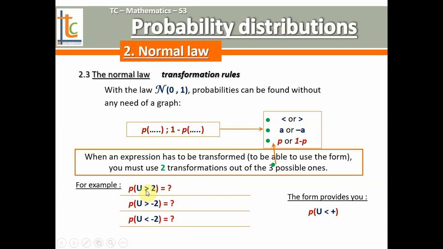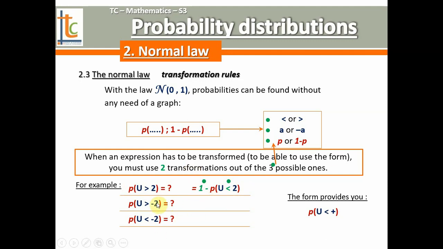So the second transformation could be 2 into negative 2, but it's not interesting because the form doesn't take into account negative numbers. So the last transformation that is available is to transform P into 1 minus P. So if you want P of u is more than 2, you can say that it's 1 minus P of u is less than 2. You performed two transformations in writings, and if there are two transformations, you can say, or you can be sure, that this calculation will lead to the same result as this one.